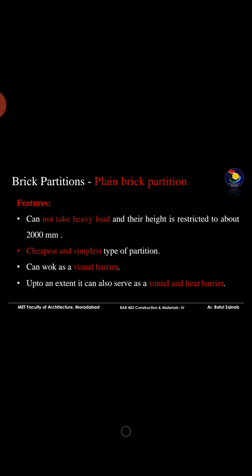So, here are the features of plain brick wall partition. They cannot take heavy load and their height is restricted to about 2000 mm only. They are the cheapest and simplest type of partitions. They can work as a visual barrier. Obviously, they are made up of bricks. Up to an extent, it can also serve as a sound and heat barrier.